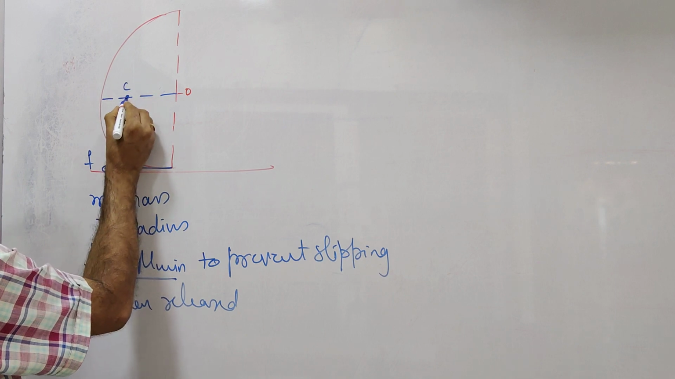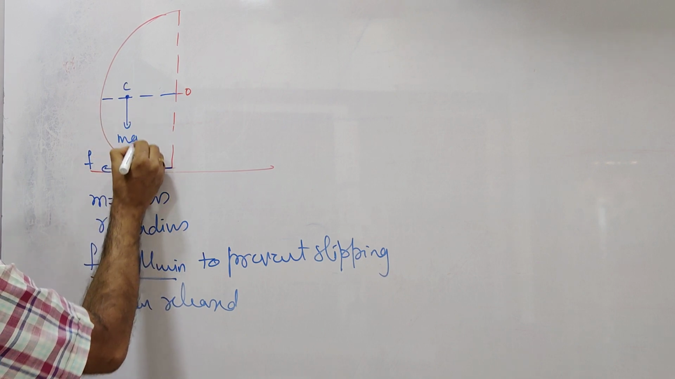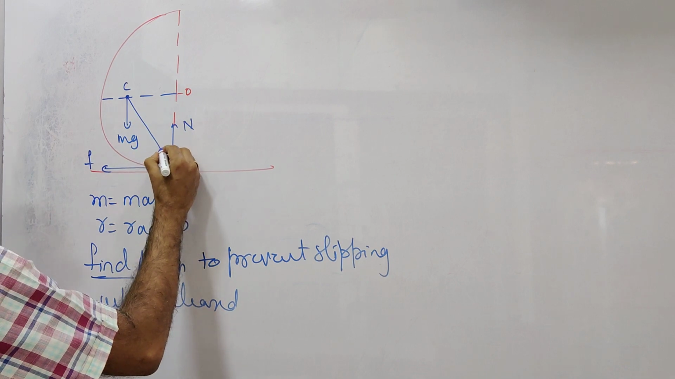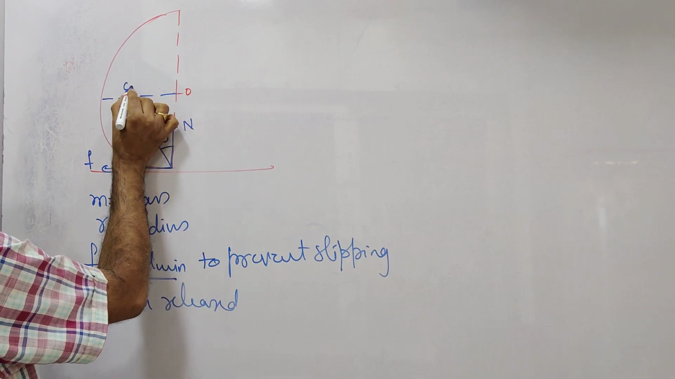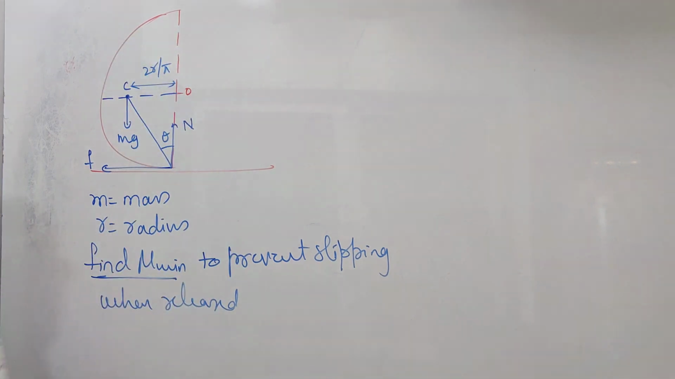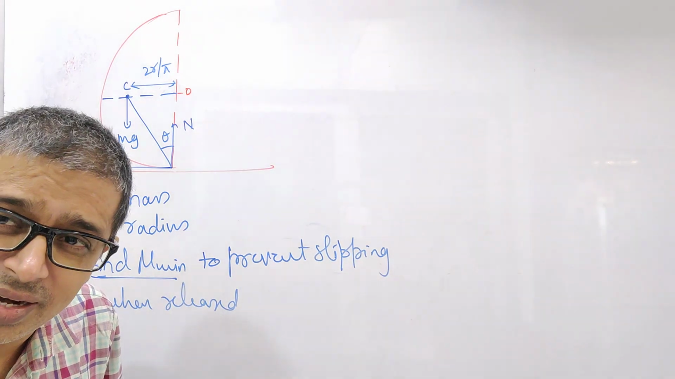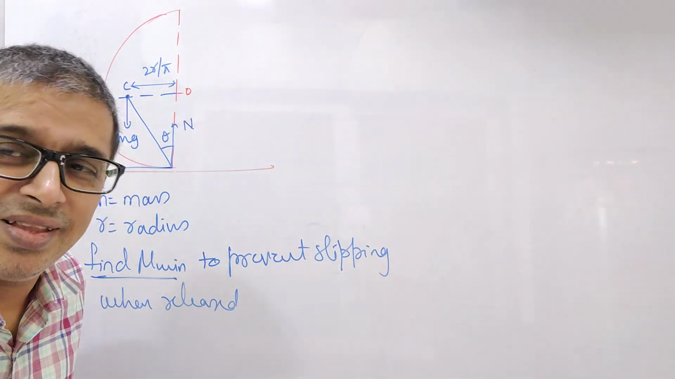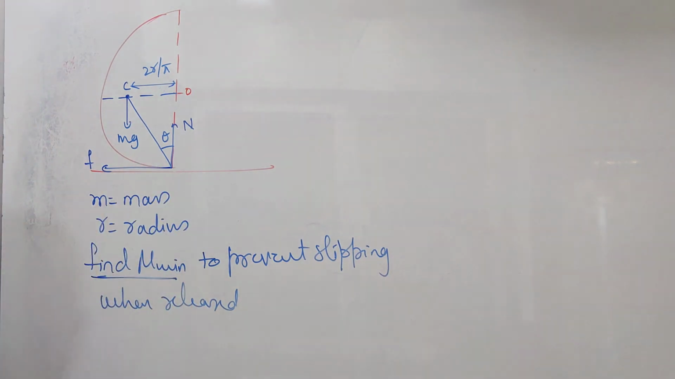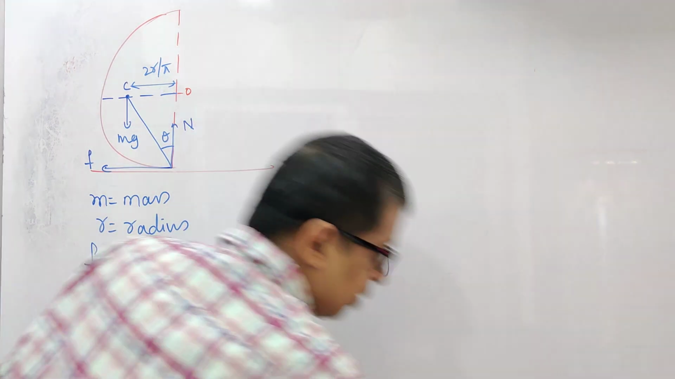This will be the center of mass, this will be mg, this will be the normal force. This angle you take as theta, this distance will be 2r by pi. You will find something interesting here when you calculate the moment of inertia. First of all, let me tell you the dynamic equations. I'll rub this part of the board because I'll need that part.